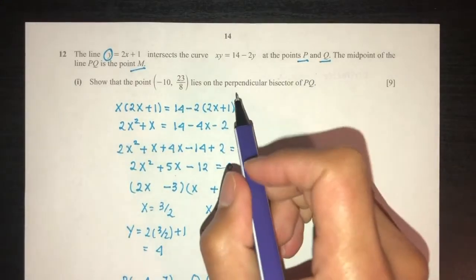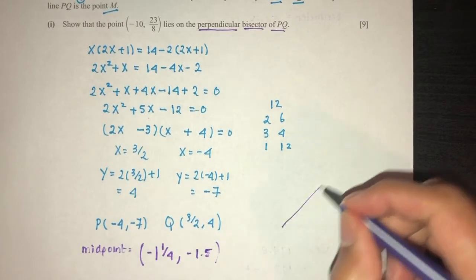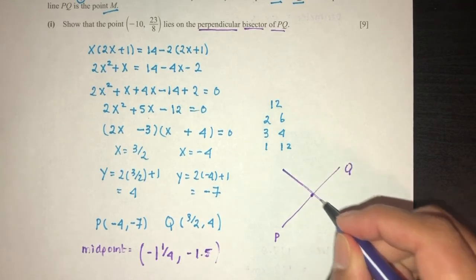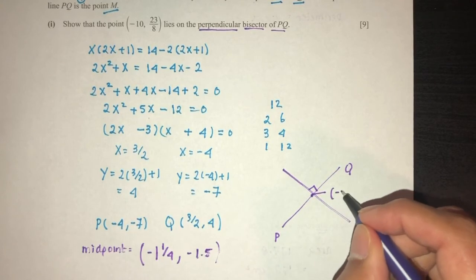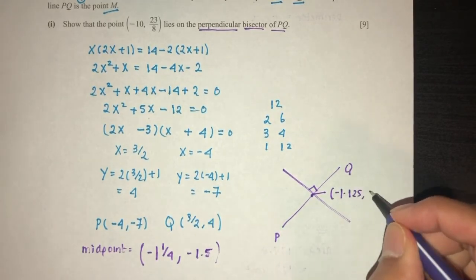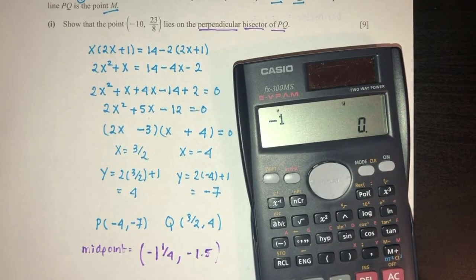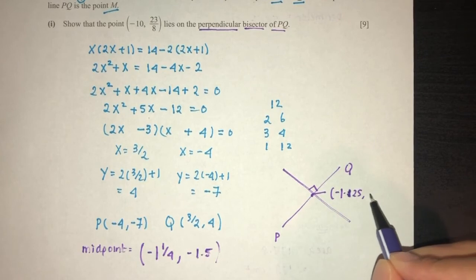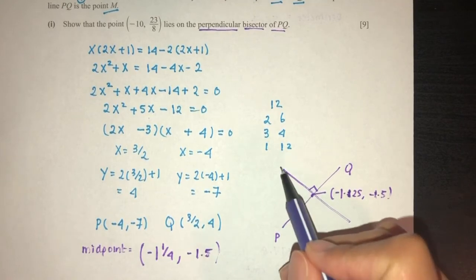Now we have to find the equation of the perpendicular bisector of PQ. It means that if you had a line PQ, this is P, this is Q, it will go exactly through the middle at 90 degrees. So we know this point is the midpoint, which is minus 1 over 4, which is just minus 0.25, and this is minus 1.5. Okay, that is your midpoint, and we have to find the gradient of this line to find the equation.